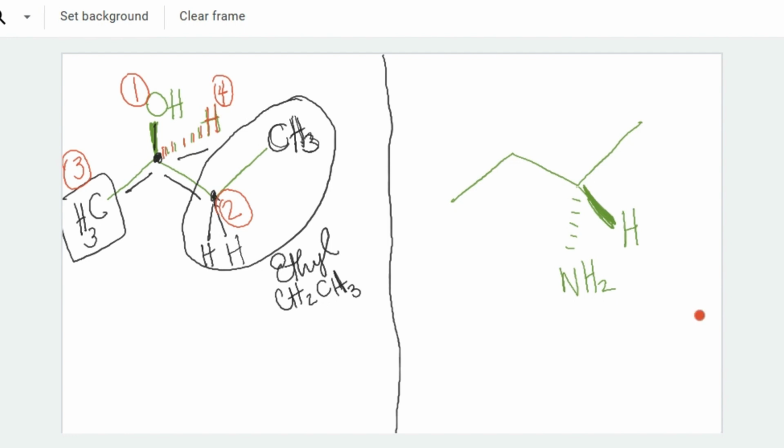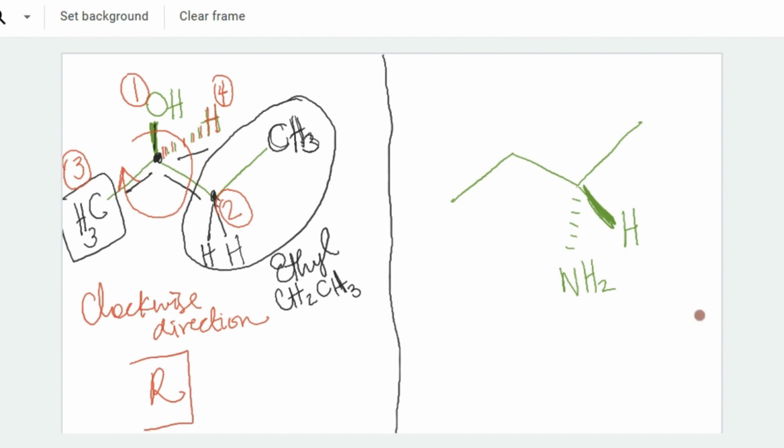So when we have that, we're now going to see whether it's R. If it is R, that's a clockwise rotation. If it is S, it is an anti-clockwise rotation. So this goes from this direction, from one, and then two, and then three. Our circle is going in the clockwise direction, and clockwise direction for this, since the fourth priority is going out of the page, is going to be an R. So this is an R configuration. Then this is just basically the answer. Now we move on to the next question.